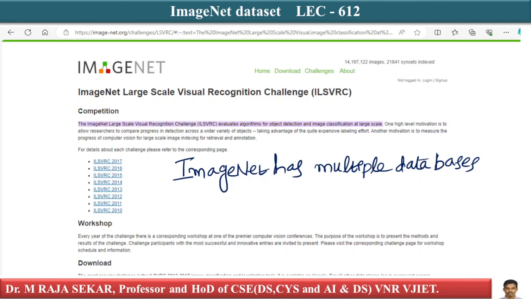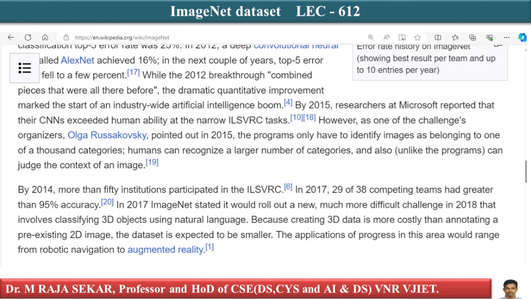Right now they are revamping the ImageNet dataset by creating 3D objects. They are creating a 3D dataset now, because by the end of 2017 a lot of teams got very high accuracies on the ImageNet dataset. I request all of you to refer to this particular Wikipedia page.